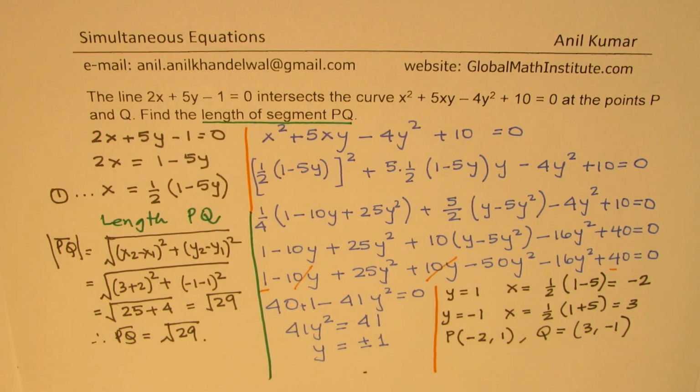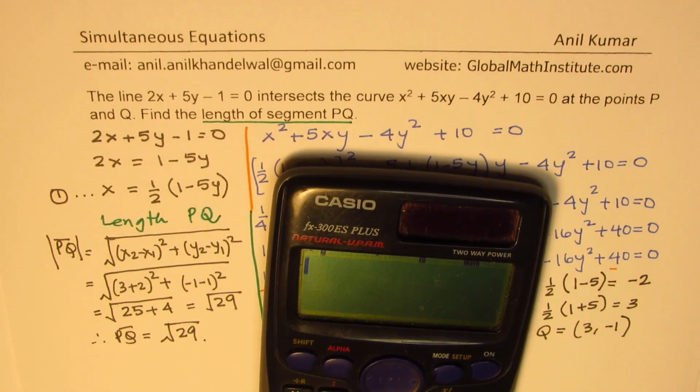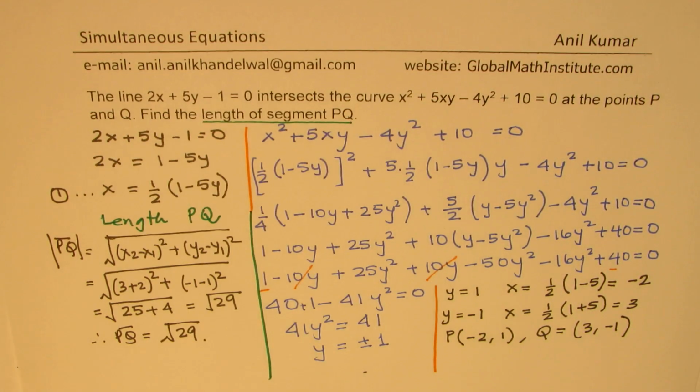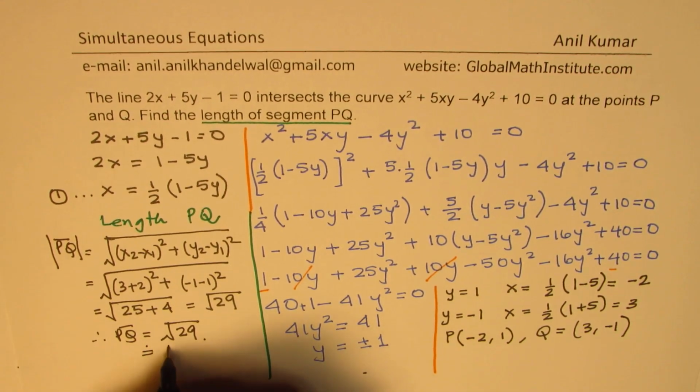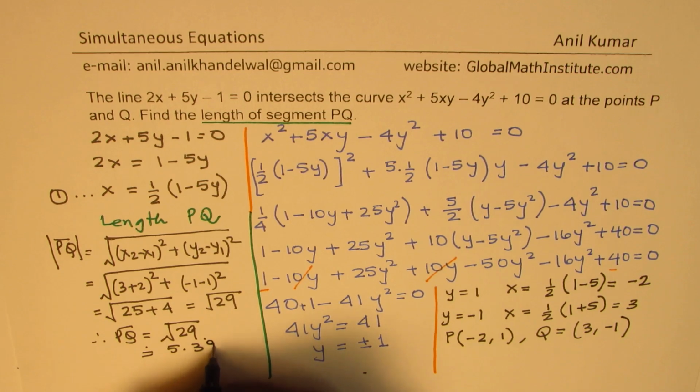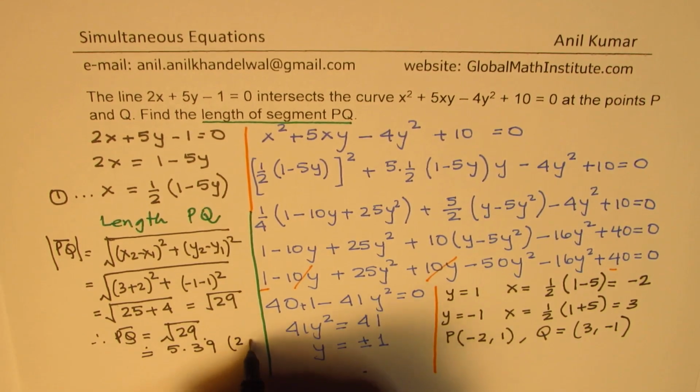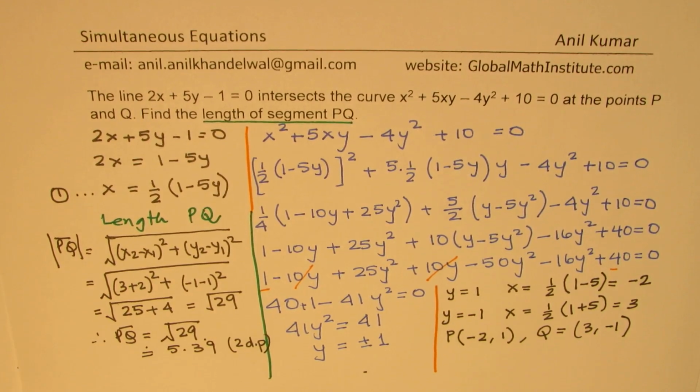Now if you have to find it to 2 decimal places, you can always use a calculator and then figure it out, right? So square root of 29 in decimals is 5.385. So we can write this as approximately equal to 5.39 to 2 decimal places, right? So that is to 2 decimal places. Is that clear to you? So that is how we can actually solve this question. It does involve a lot of calculations. However, a system of equations which is linear versus non-linear involves such calculations. I hope it makes sense.